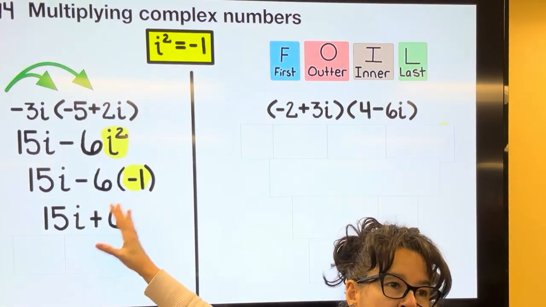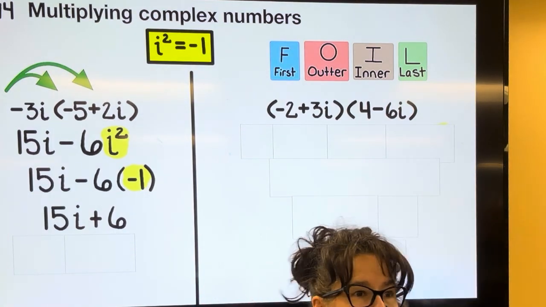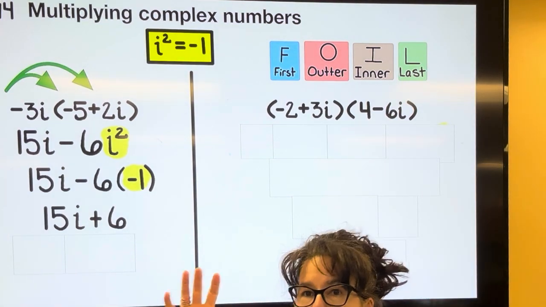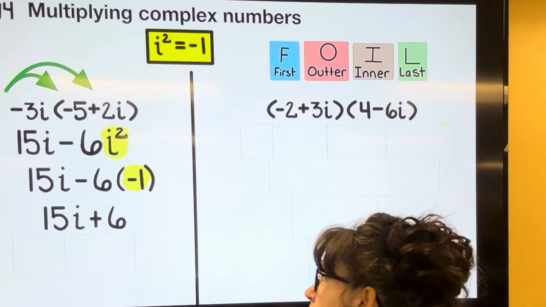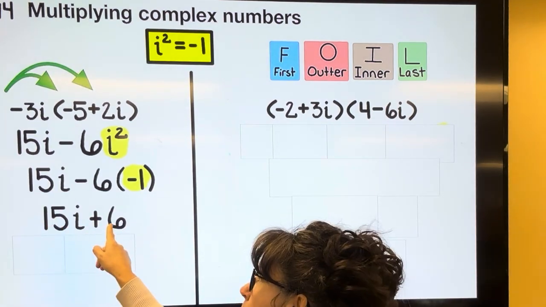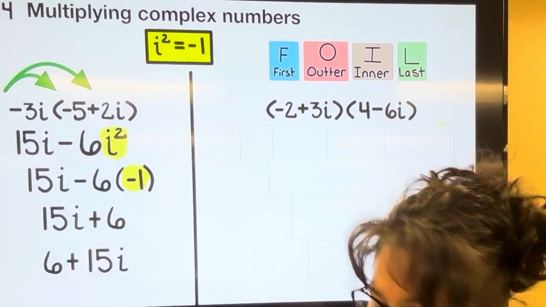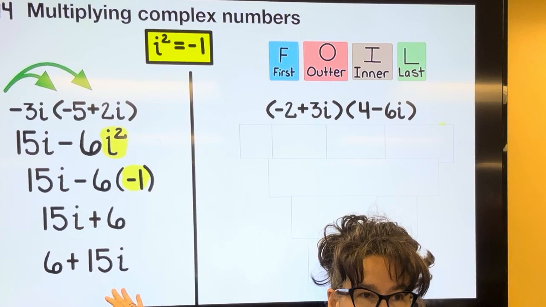This answer is correct essentially, but formatting wise, complex numbers, the format of them is a plus bi. So the a is 6 and the b is 15. So we want to put the number first. So I'm going to write this as 6 plus 15i as my final answer.